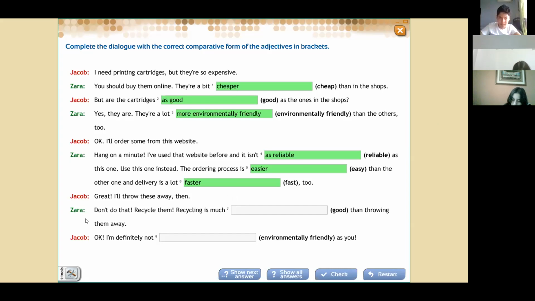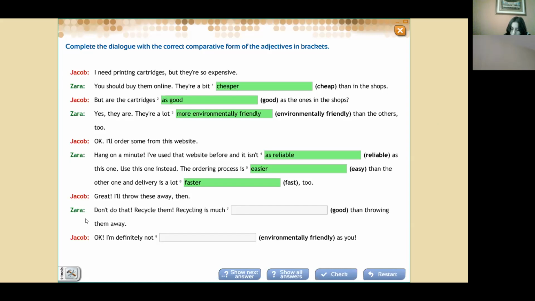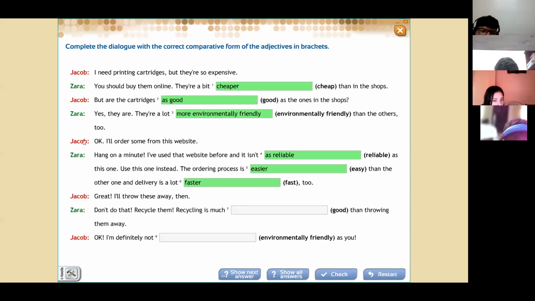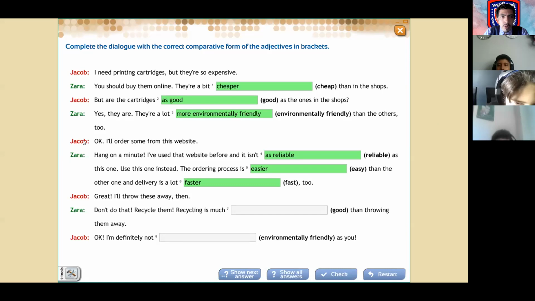What about number 7? Recycling. Recycling is much what? For example, better. Okay, Ms. Kimberly says better. Ms. Castro says better. Ms. Arco says better, which I think is correct. Also, we have better. It's much better. Ms. Lucas also says better. Better than throwing them away. Good. Let's check now number 8.